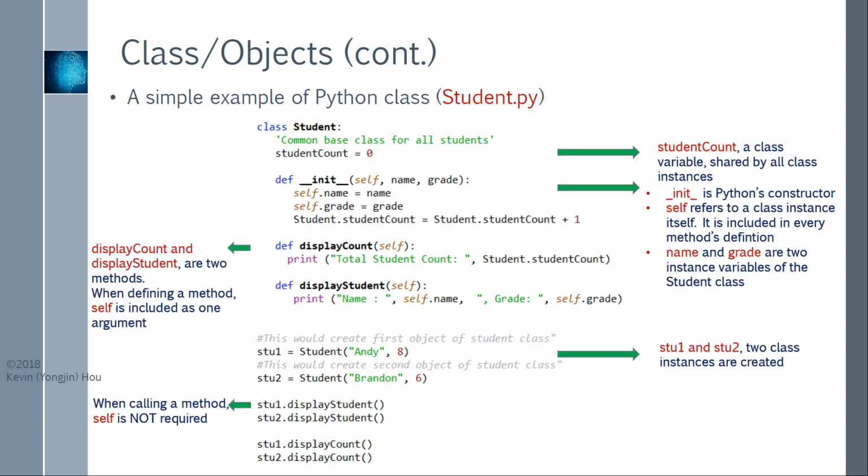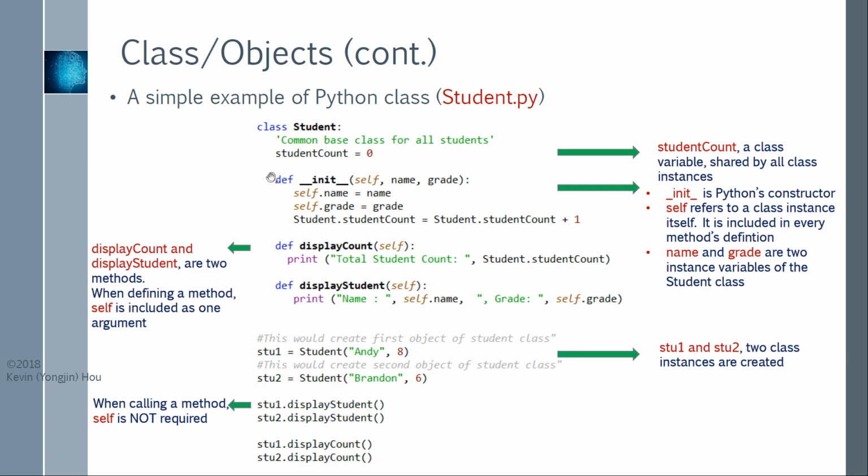Now let's look at a very simple example of a Python class. Here we're defining a new class called Student. So this is how the syntax works. You have a class and Student. And first we have the variable, and this variable is a class variable because it's shared by all class instances. And this variable starts with the value 0.